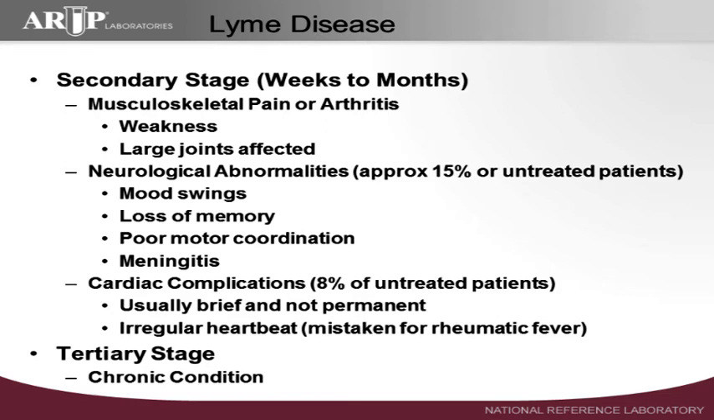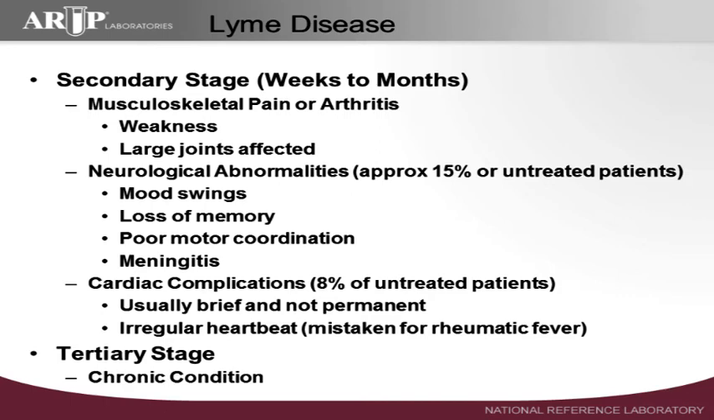So loss of memory, poor motor coordination, meningitis, so that's pretty severe. Cardiac complications in 8% of untreated patients, usually brief and not permanent: irregular heartbeat, sometimes there's a lower suppression of the heartbeat, mistaken for rheumatic fever. So again, here's another disease that can kind of mimic Lyme disease.